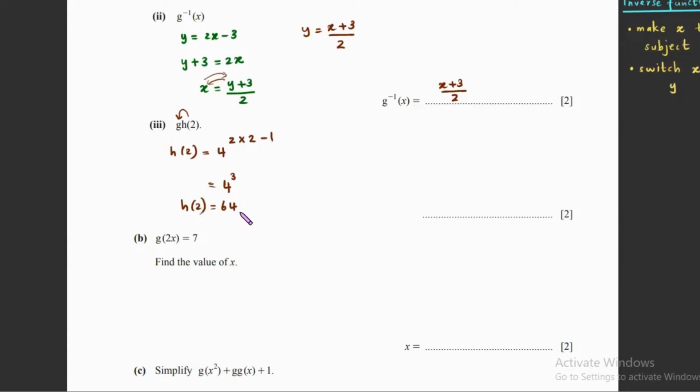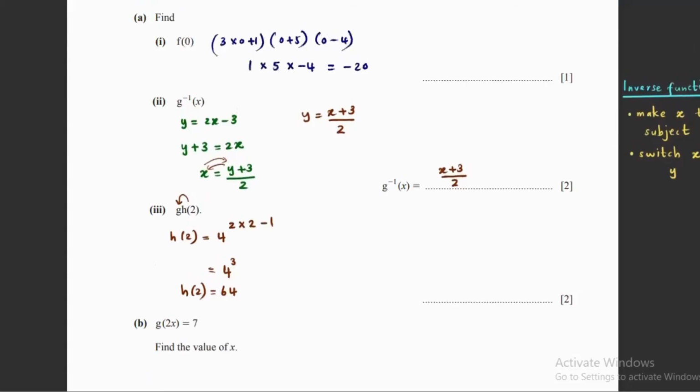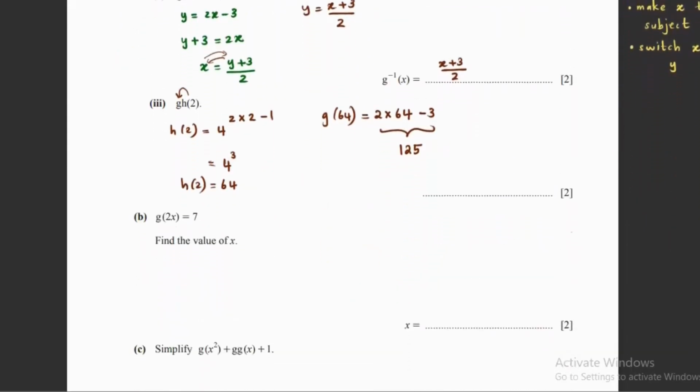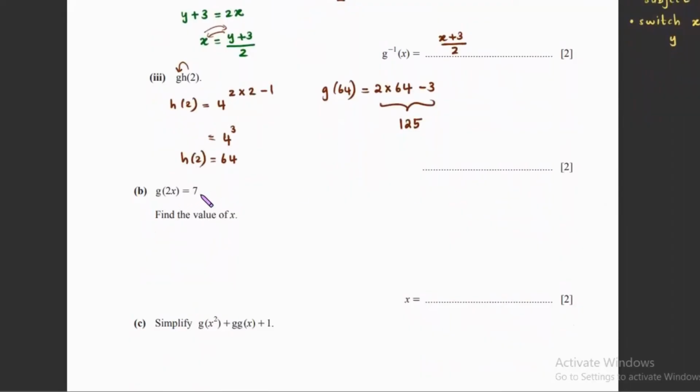This answer is the input for the next function, which is g of x. Now that means g of 64 is what we are supposed to find, where the function is 2x minus 3. So it's going to be 2 times the value of x, which is 64, and I need to deduct 3 from this. So when I do this, I get 125 as the answer for g of h of 2.